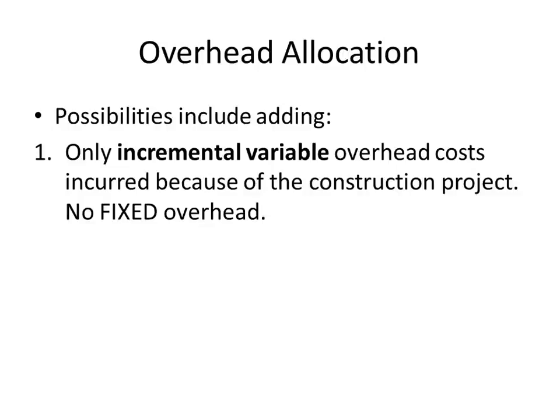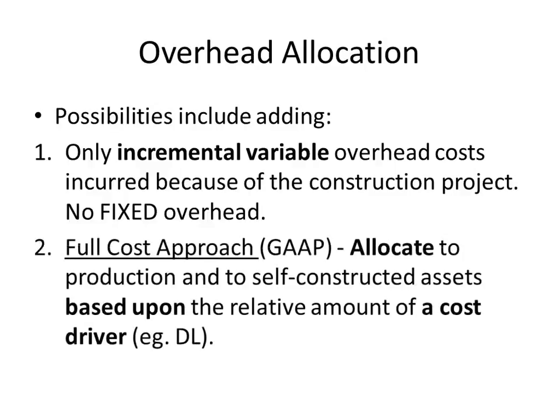That is not GAAP. Okay, GAAP requires that you allocate a portion of the fixed and a portion of the variable. And you'll learn more about this in your cost accounting class. So GAAP requires that we use what's called a full cost approach. So we have to allocate, we use a cost driver, okay, and we allocate fixed costs and variable costs, fixed overhead and variable overhead according to some cost driver.